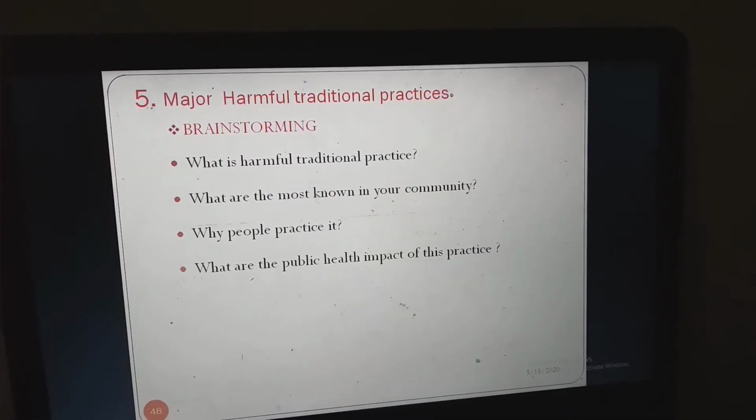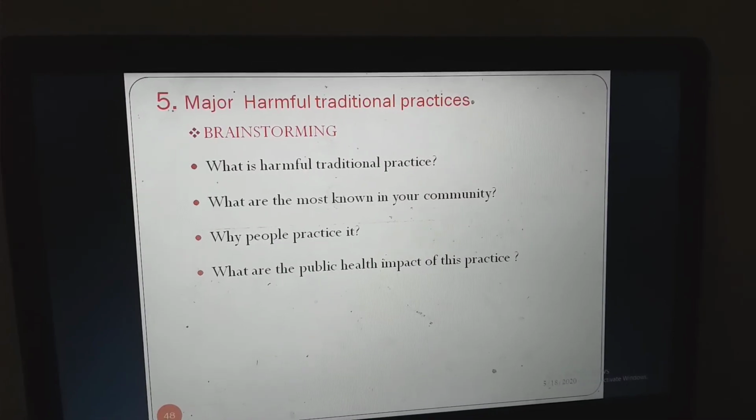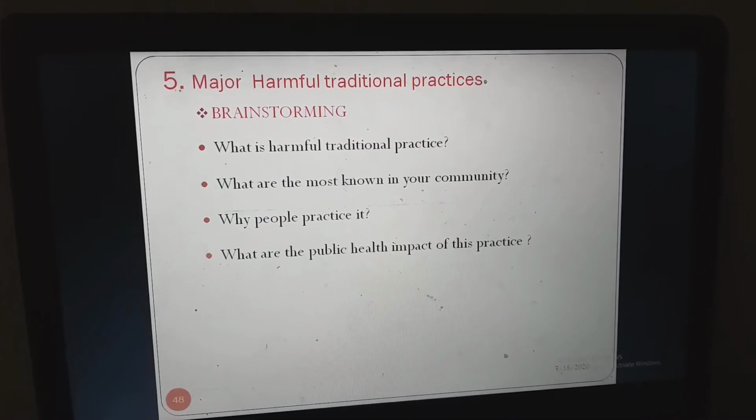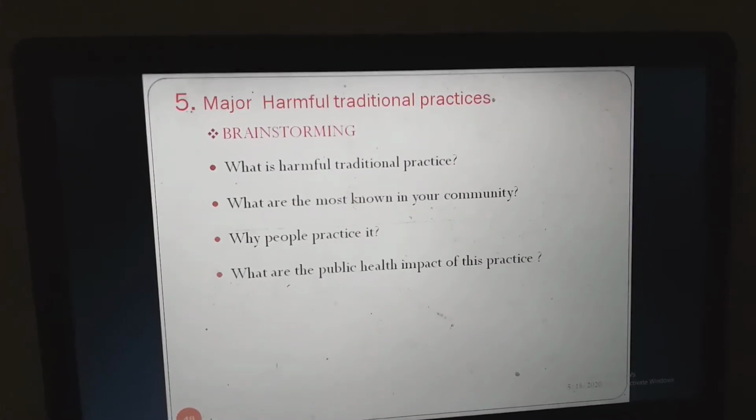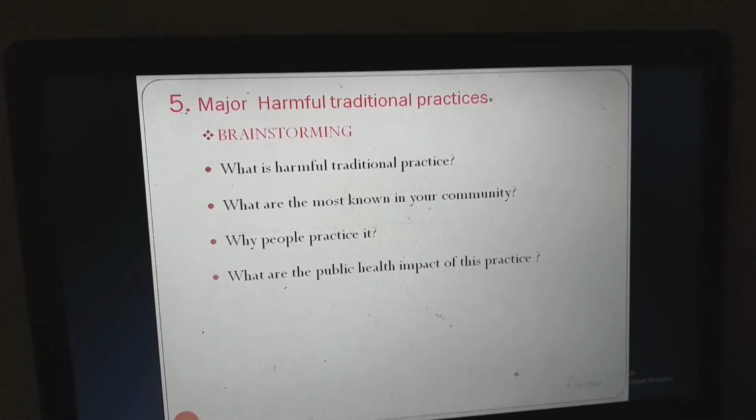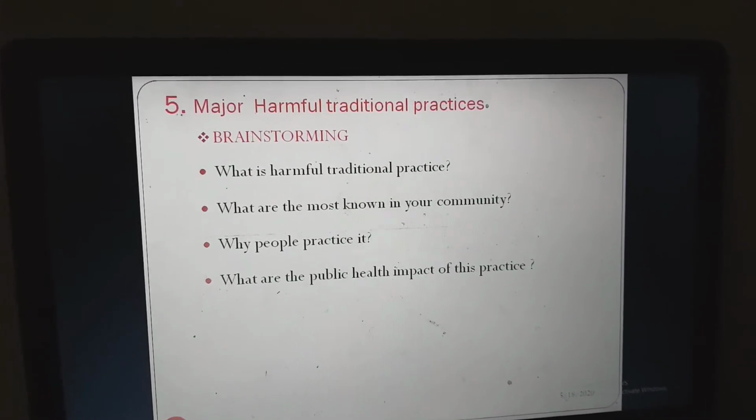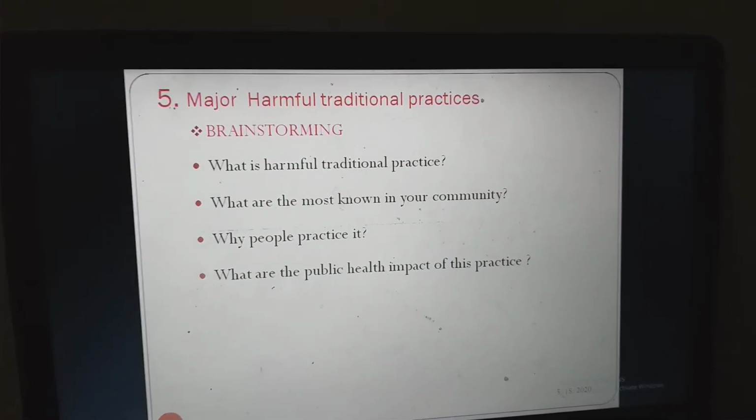Next we will come to the major harmful traditional practices worldwide, especially in developing countries, especially in Ethiopia, in Somalia, and in different areas. What are the major harmful traditional practices? Next we will see that.